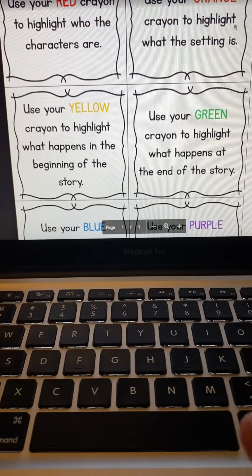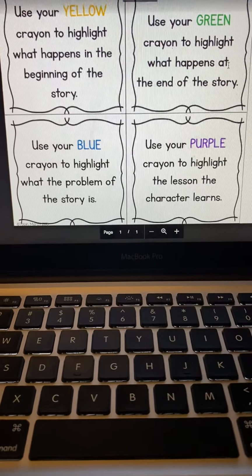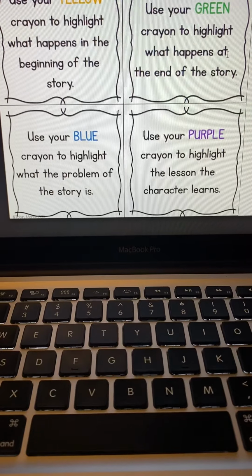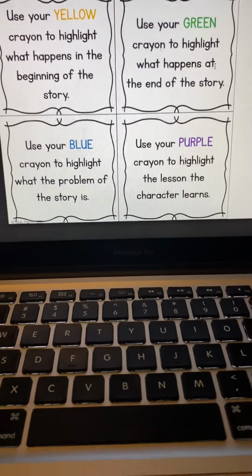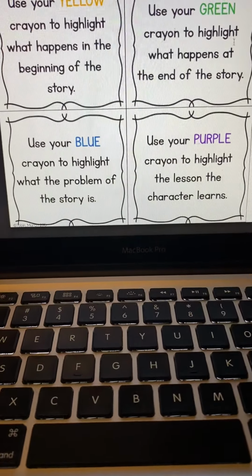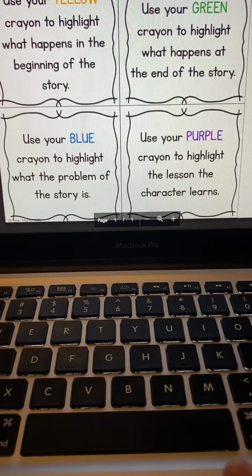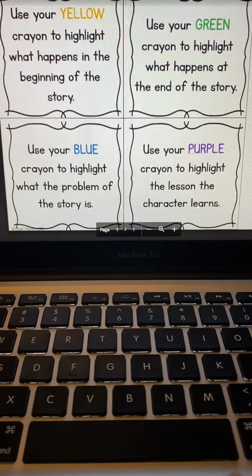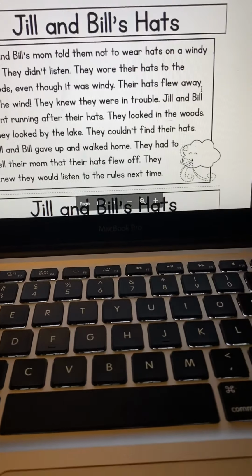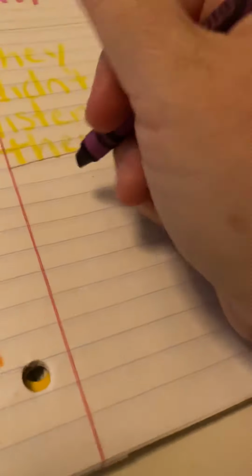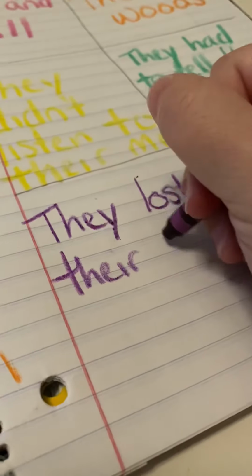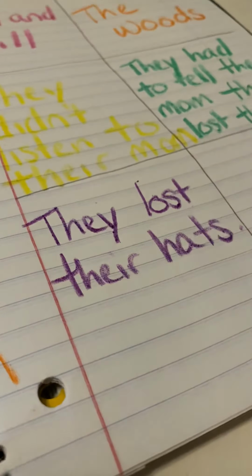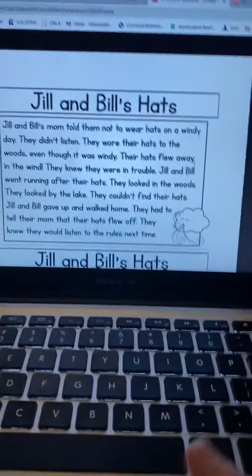All right, blue. Use your blue crayon to highlight the problem of the story. Well, the cool part is we already talked about the problem. What was the problem? Can you say it out loud? Oh, they lost their hats. So we're gonna come over here. They lost their hats. Okay, let's see.